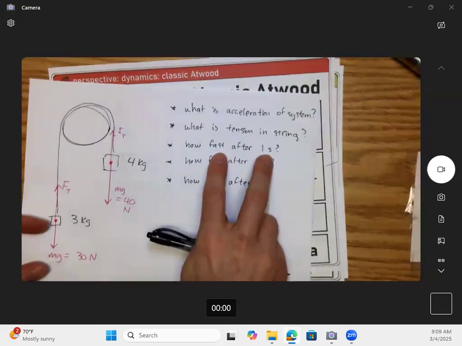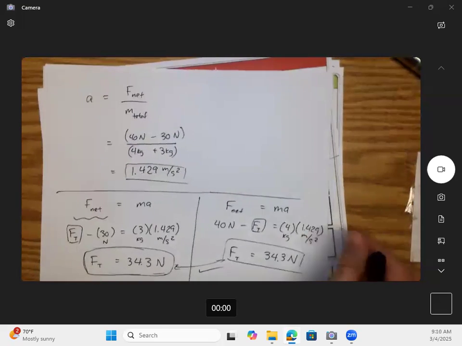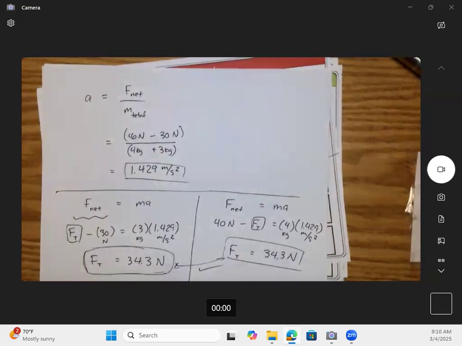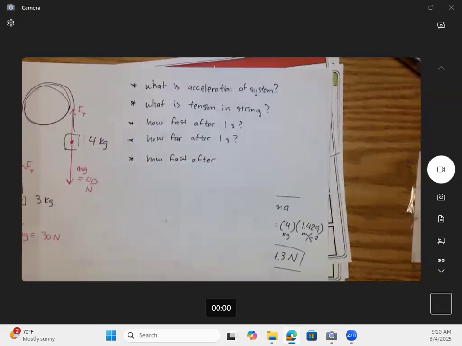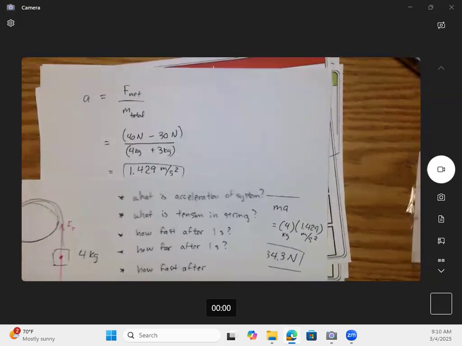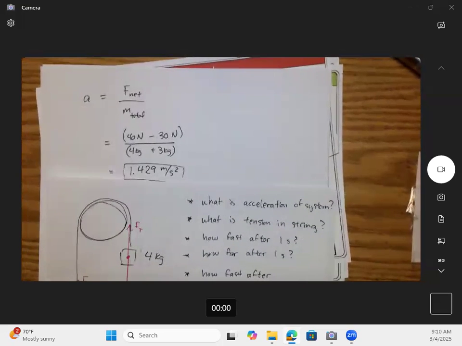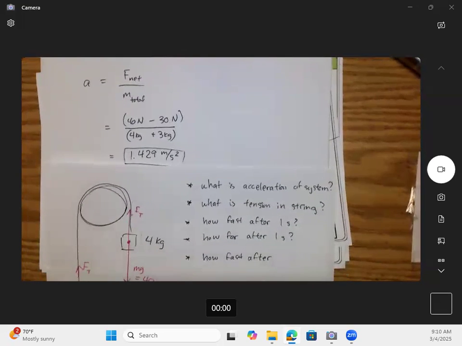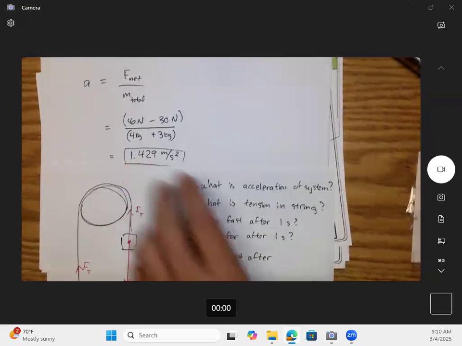How about how fast after 1 second? So here's what you know. You know the acceleration, you know the tension of the string. You guys solve. How fast is it moving after 1 second? You guys solve it. I'll solve it. Actually, I see the answer already. How fast is it moving after 1 second? You can tell me. Yeah. 1.4 meters per second. Because here's the acceleration in meters per second squared.